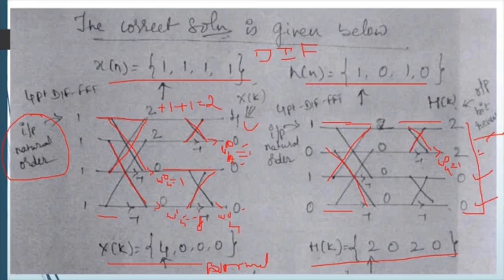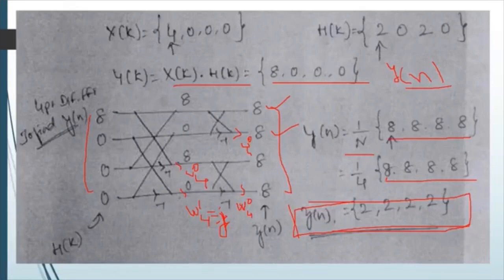We know the DFT and IDFT method of finding the circular convolution. Once you find X of k and H of k, Y of k is X of k into H of k, a point by point multiplication, giving 8 0 0 0. Take the IDFT of Y of k, you will get y of n. So apply the DIF FFT again. These inputs are in normal order, and the output is in bit reversal order.